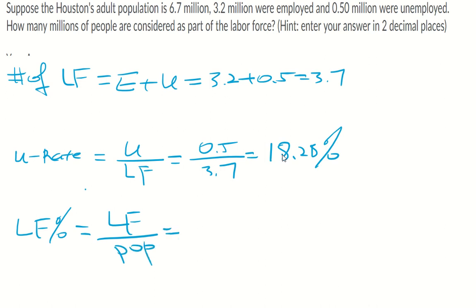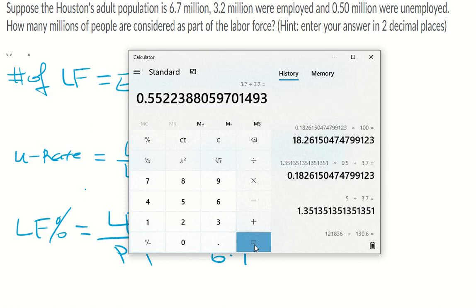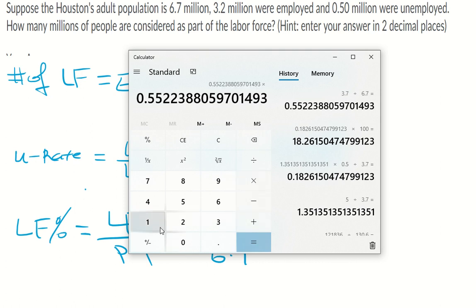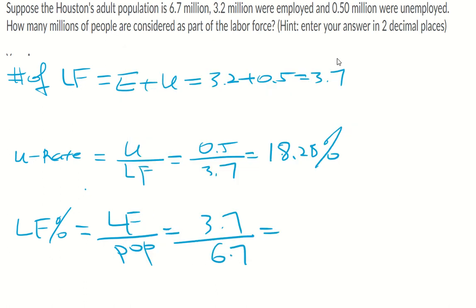That's your labor force participation rate. So that will be 3.7 million divided by 6.7 million. Again, calculator. So 3.7 divided by 6.7. Again we need a percentage, so times 100. So that's 55.22%. Okay. All right. So that's how you do these types of questions.